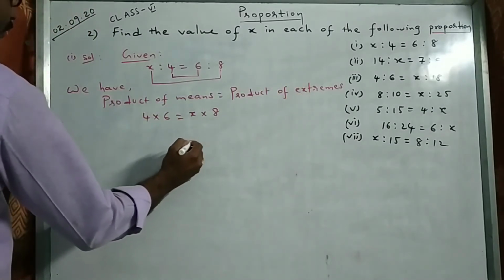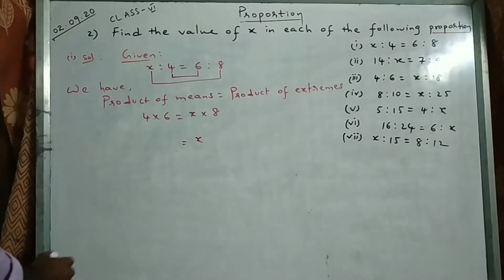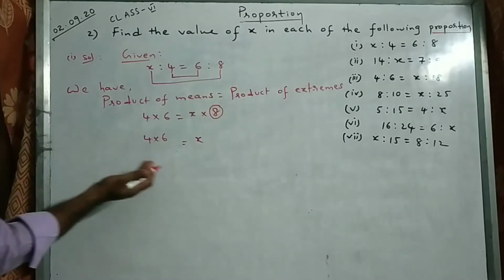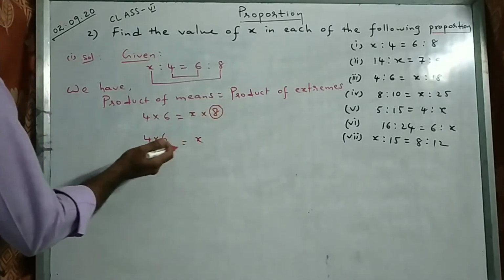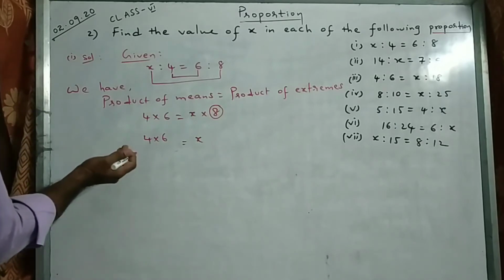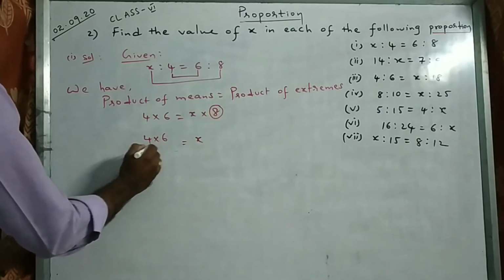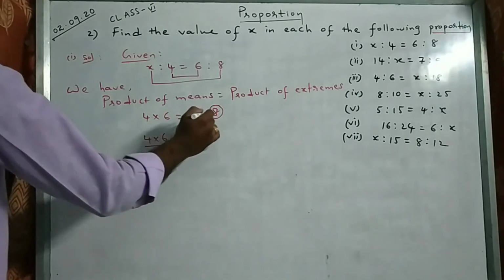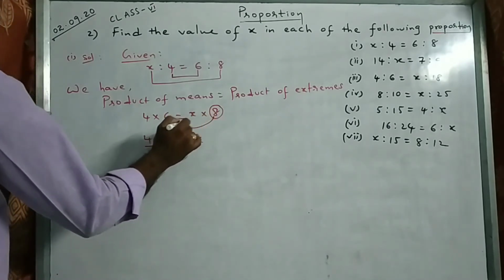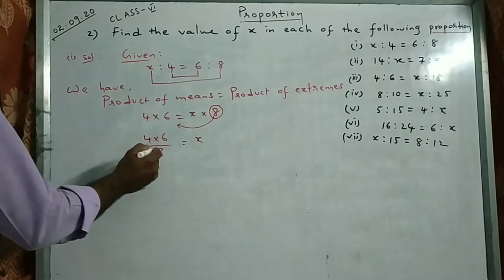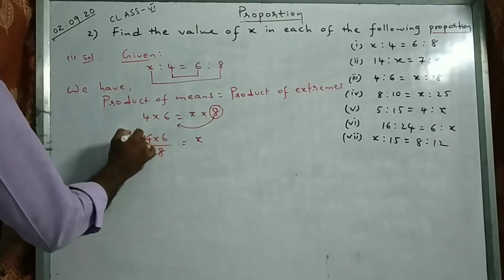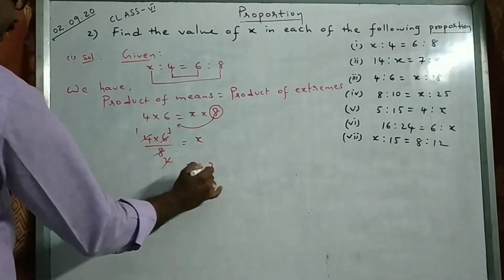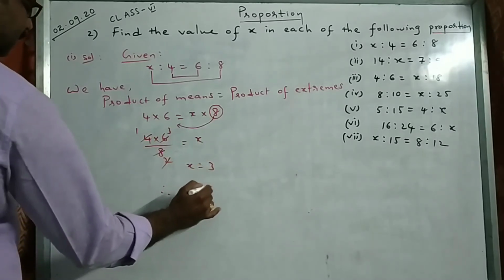So I want to find the value of x here. So 4 into 6, and this 8 I should bring this side. Whenever I bring a multiplication term to the other side, that term will be in the division. Remember this, okay? We can cut now: 4 ones are 4, 4 twos are 8, 2 ones are 2, 2 threes are 6. So what is my x value here? 3. Therefore, x value is 3.